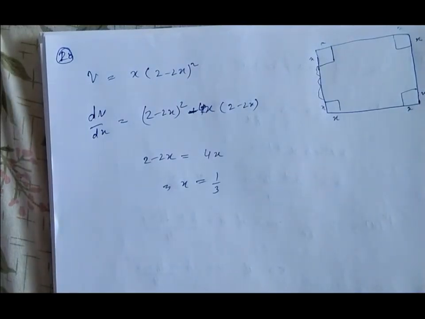Okay, moving on to the next question, question number 21. Show that the cone of greatest volume which can be inscribed in the given sphere has an altitude equal to 2/3 of the diameter of the sphere.